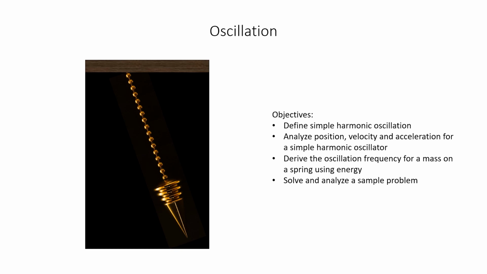Talk about oscillation. First, we'll define what simple harmonic oscillation is. Then we'll analyze position, velocity, and acceleration for a simple harmonic oscillator, and derive the frequency for a mass on a spring using an energy approach. We'll finish by solving and analyzing a sample problem.